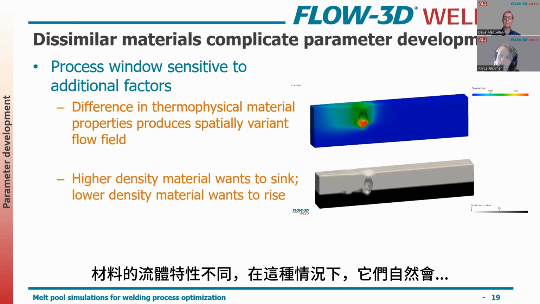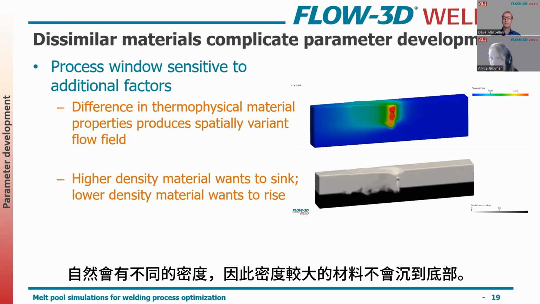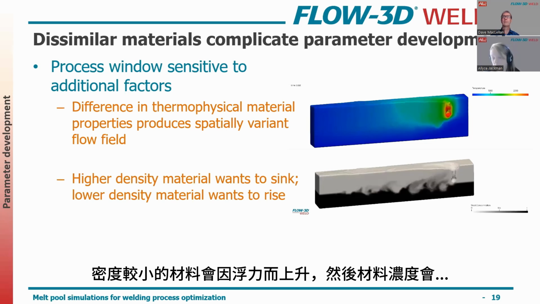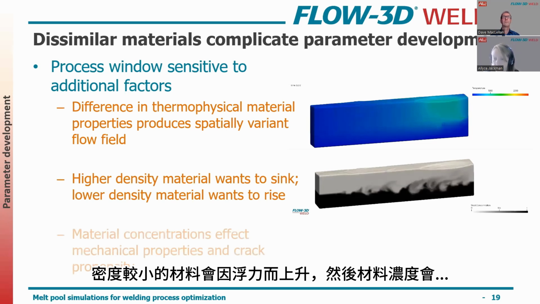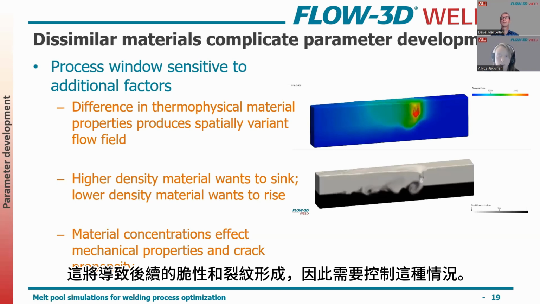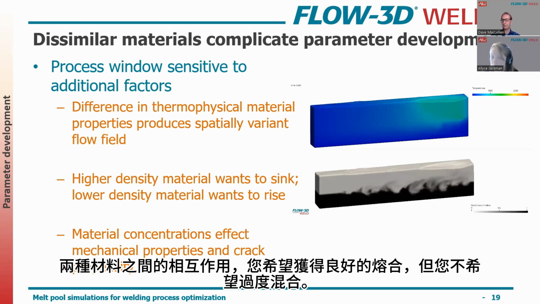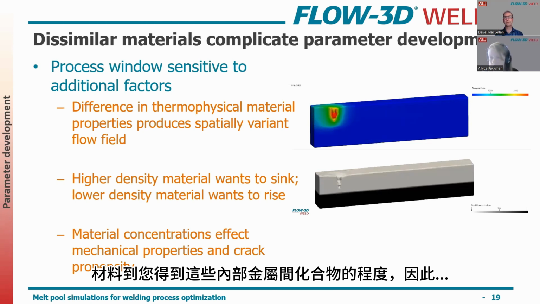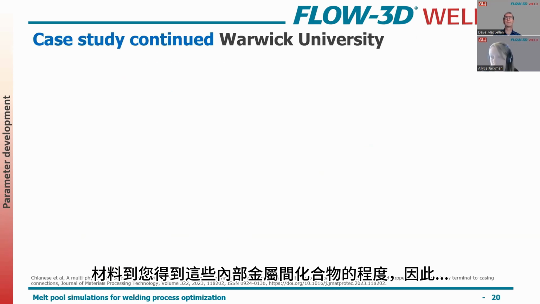You have a case where they're naturally going to have different densities. So the more dense material will want to sink to the bottom, and the lower density material will want to rise due to the buoyant forces. And then the material concentrations will have their own mixture and effect on the flow properties. Certain concentrations are going to lead to brittleness and crack formation later on. So in controlling that interplay of the two materials, you want to get good fusion, but you don't want to overmix the materials to the point where you're getting these intermetallic compounds.